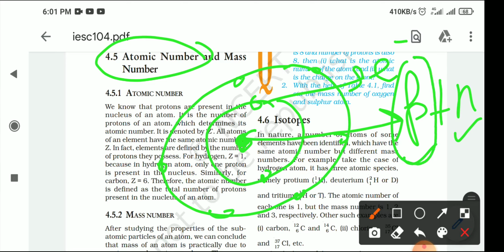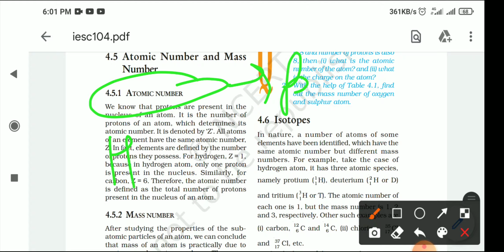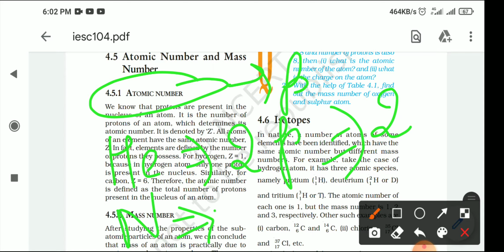So basically, atomic number means the number of protons present in an atom. What is atomic number? It means the number of protons present in the atom. For example, what is the atomic number of helium? Helium has 2 protons in its nucleus, so its atomic number is 2. Similarly, nitrogen has 7 protons, so its atomic number is also 7. Clear? So atomic number means the number of protons.